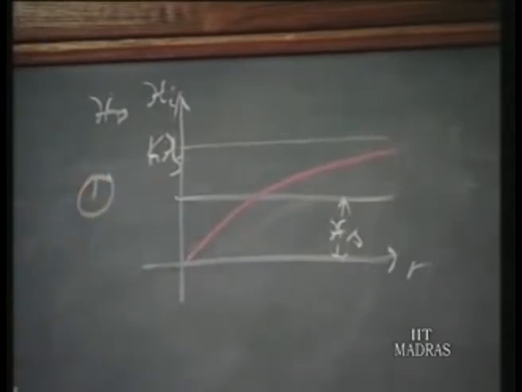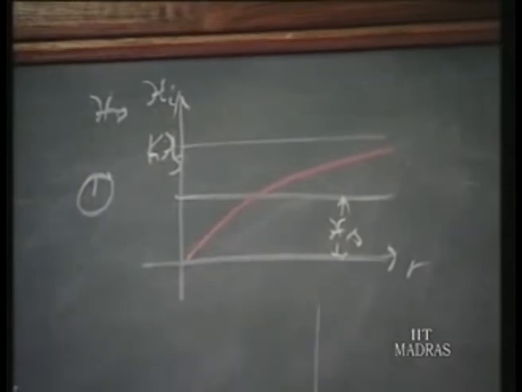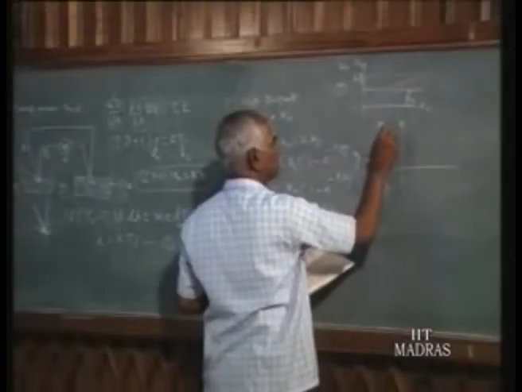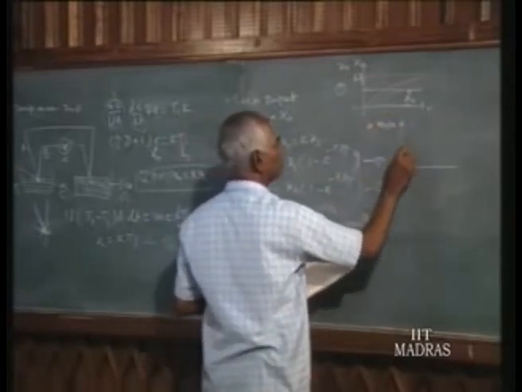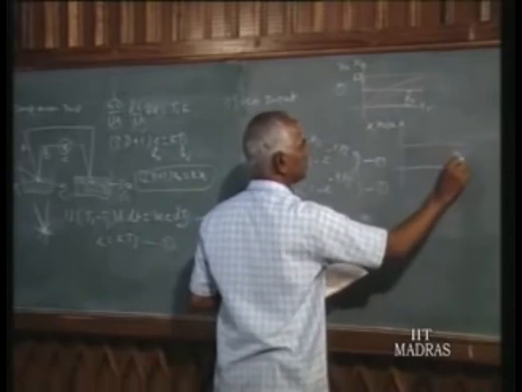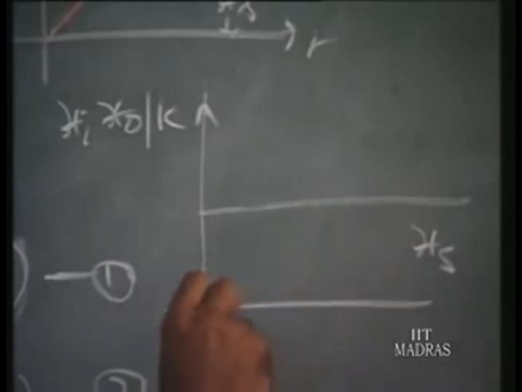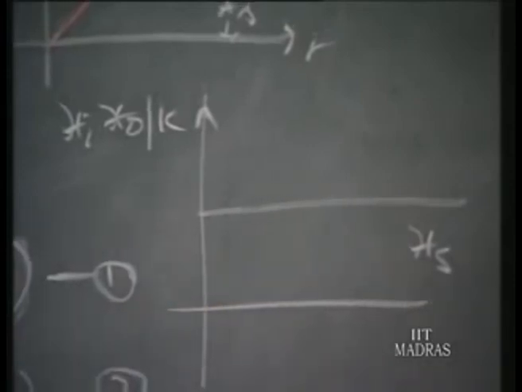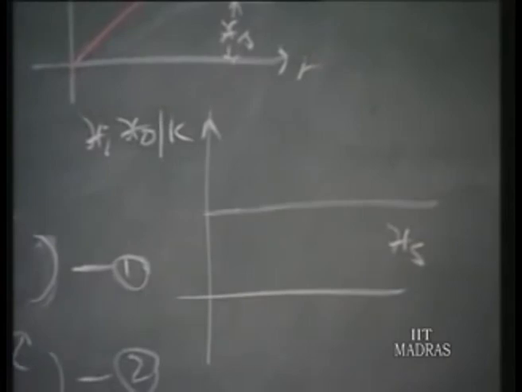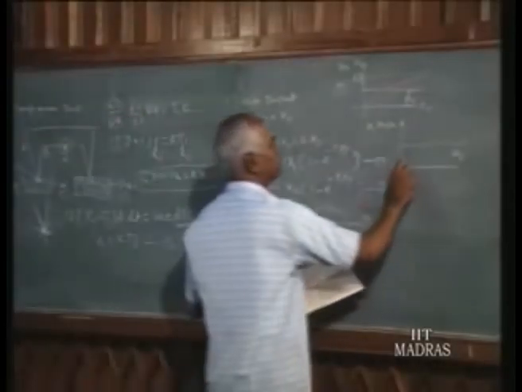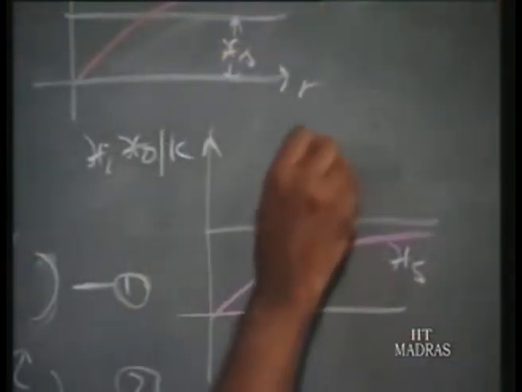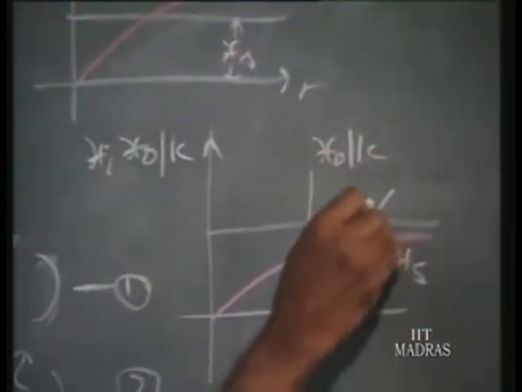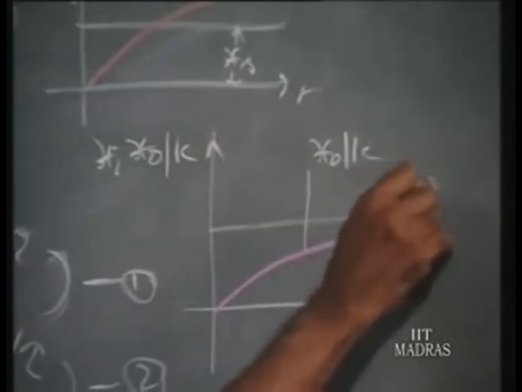For equation 2, you plot Xo by K, and Xi also you can plot. Xs is constant, and Xo by K varies with time; at t equal to infinity, Xo by K is equal to Xs itself. So this is the plot for the second equation, where Xo by K varies towards Xs or Xi.